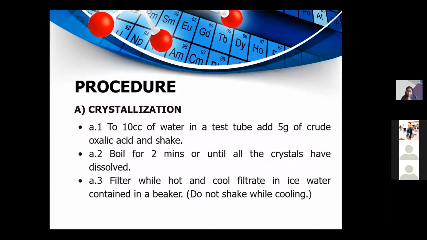Procedure for crystallization. First, to 10 cubic centimeters of water in a test tube, add 5 grams of crude oxalic acid and shake. Next is to boil for 2 minutes or until all the crystals have dissolved. Lastly, filter while hot and cool the filtrate in iced water contained in a beaker. Note that you should not shake while cooling.